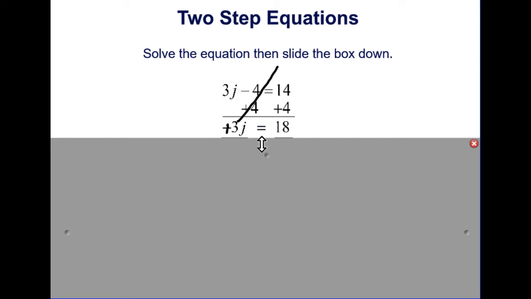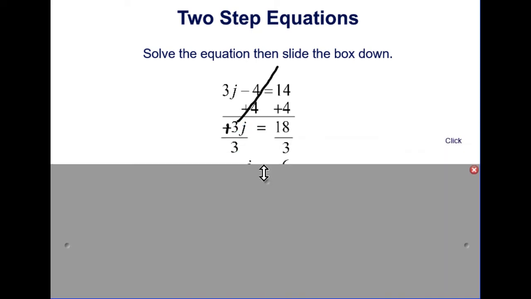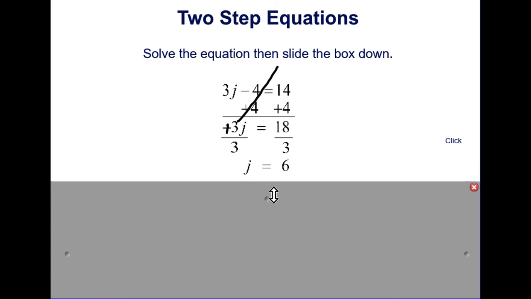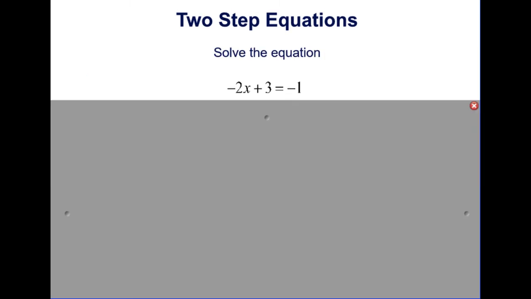So here we're going to divide by positive 3. Since it's multiply by positive 3, we're going to divide by positive 3 to give us a positive 6. So j equals 6. The variable j is by itself. It's alone and on the left. So our solution is j equals 6. Solve the equation.